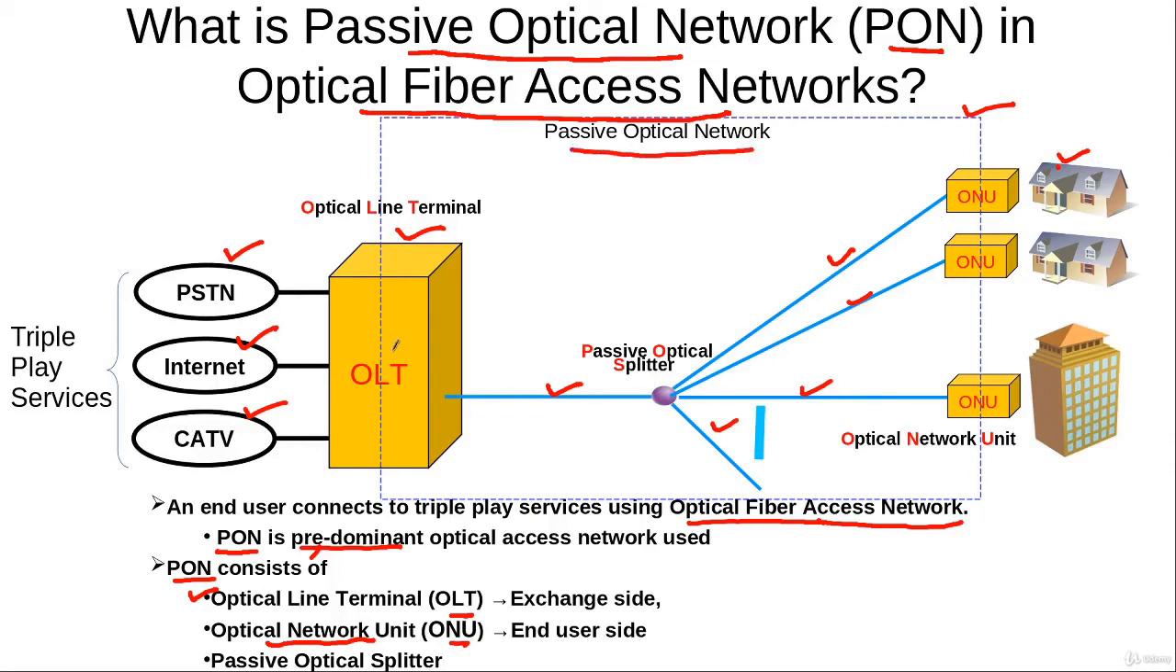And between the OLT and the ONU, you have the passive optical splitter. And between the OLT and the passive optical splitter, you have one optical fiber cable. And between the passive optical splitter and each of the ONU, you have a separate optical fiber cable. So the total number of optical fiber cables between the passive optical splitter and the ONUs is equal to the total number of the ONUs.